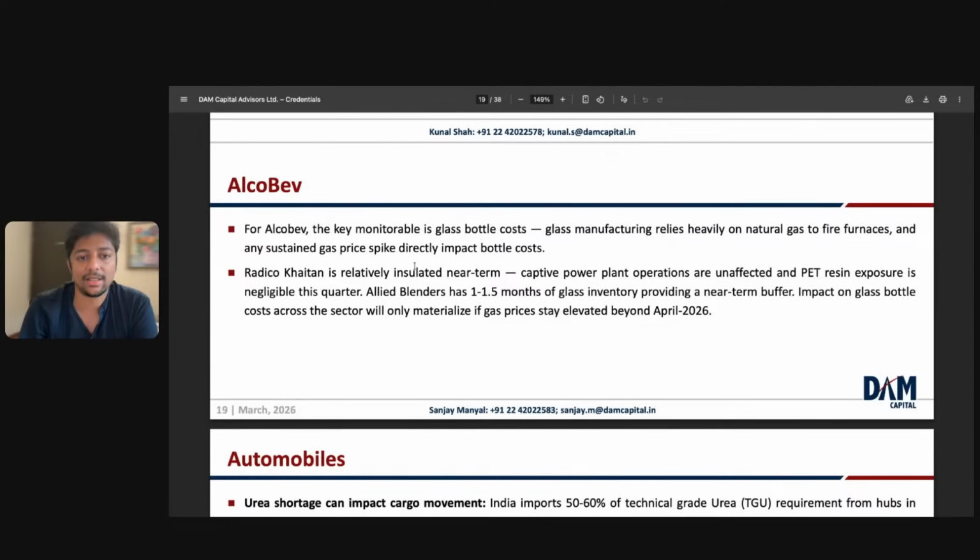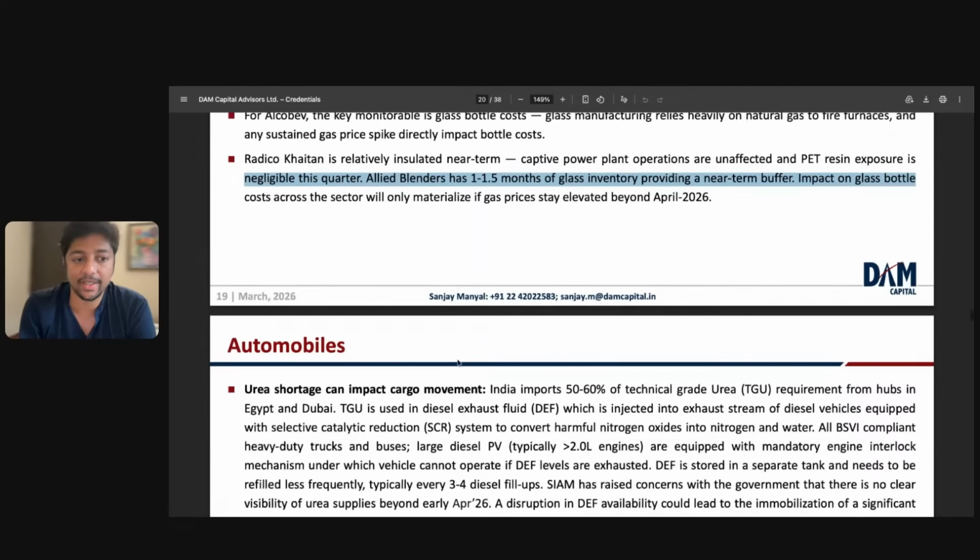So Radico Khaitan is relatively insulated in the near term, unaffected by all of this. Allied Blenders has 1 to 1.5 months of glass inventory, so there's an impact on glass bottle. But again, 2 months, if this goes on for one more month, all of these companies will start getting into a problem because of their inventory.